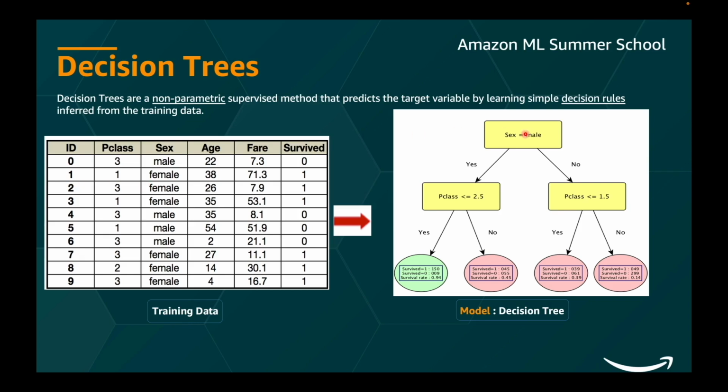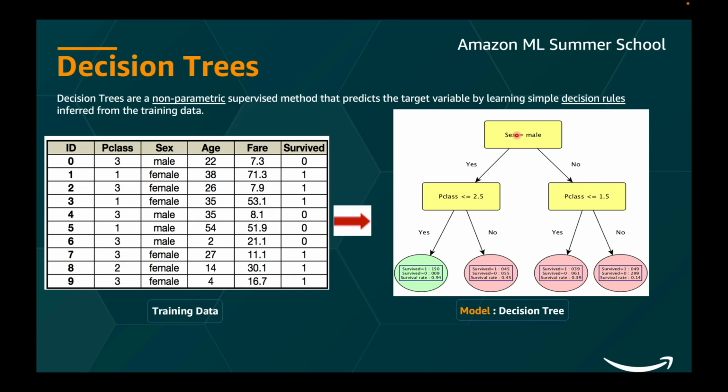So it'll first look at the gender. It'll see, okay, this person was a male or not a male, right? Male or female. So if it is male, then it'll see, is the person's ticket class, the passenger class, less than 2.5? Meaning that, is it basically 1 or 2? And if it is yes, then it will predict it has survived. And if it is no, then if it is a passenger class 3, you say the person has not survived.